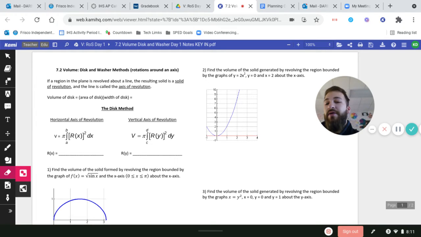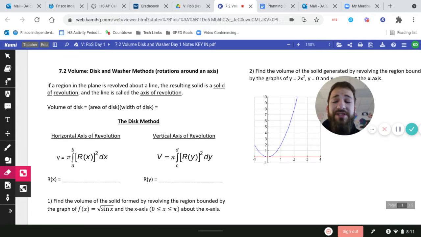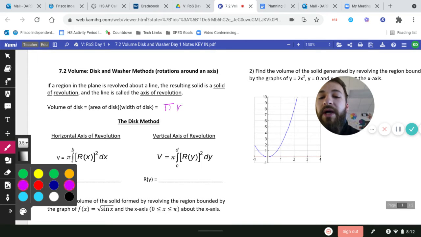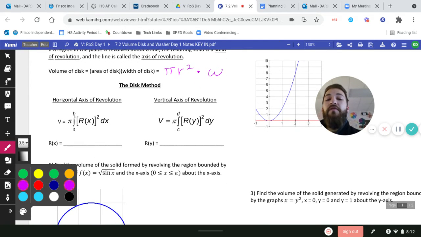in nature. If I wanted to find the volume of the disk, I would do the area of the disk times the width of the disk, which of course the area of a disk, which is just a circle, would be pi r squared. Pi r squared. And then the width of the disk would be the width. So from this came what they call the disk method.